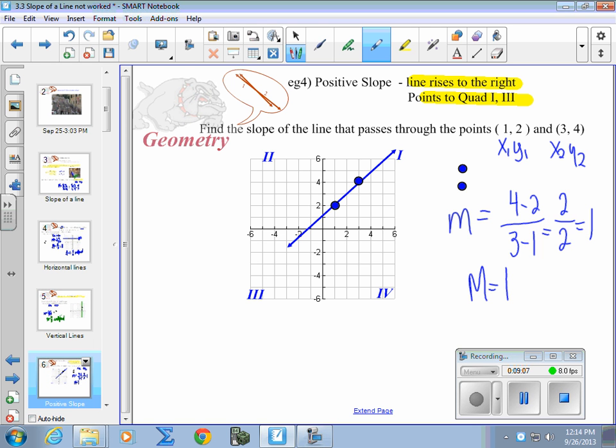The other thing to remember is as the slope, the number gets larger and larger, the line gets steeper and steeper. So if this slope were 7, then the line would be much steeper. If the slope were a number like 1/2 or 1/4, the line would be flatter.